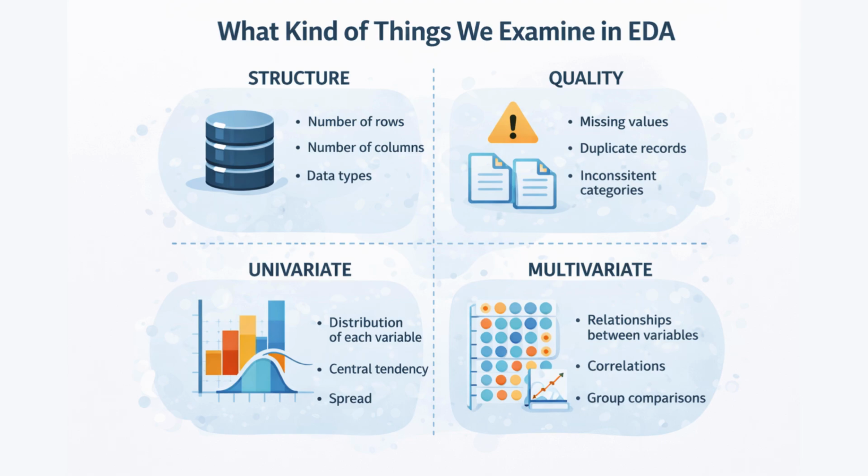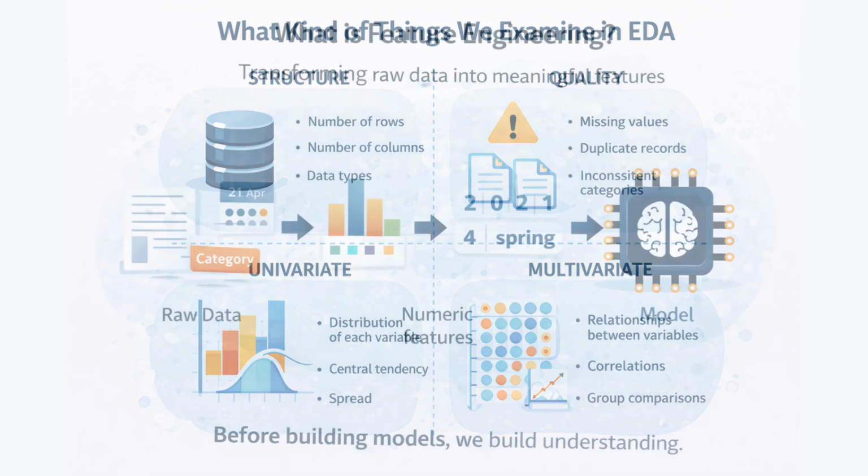A comprehensive EDA usually involves structural analysis: number of rows, number of columns, data types. Data quality checks: missing values, duplicate records, inconsistent categories. Univariate analysis: distribution of each variable, central tendency, spread. Multivariate analysis: relationships between variables, correlations, group comparisons. The goal is not just visualization, the goal is understanding.